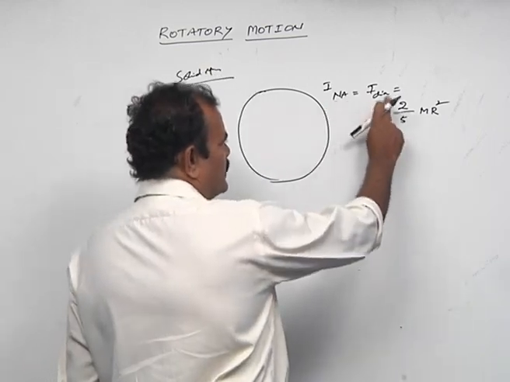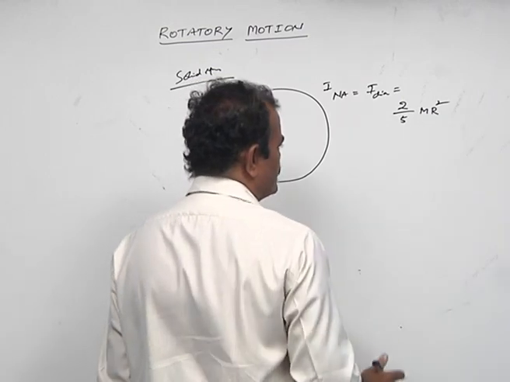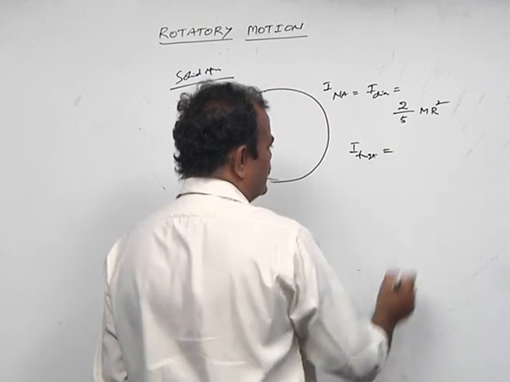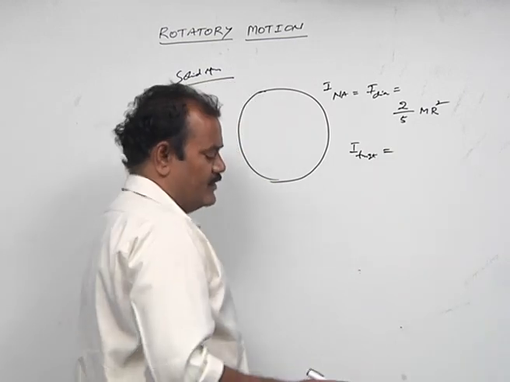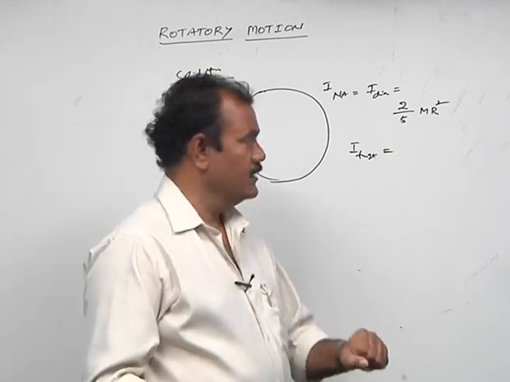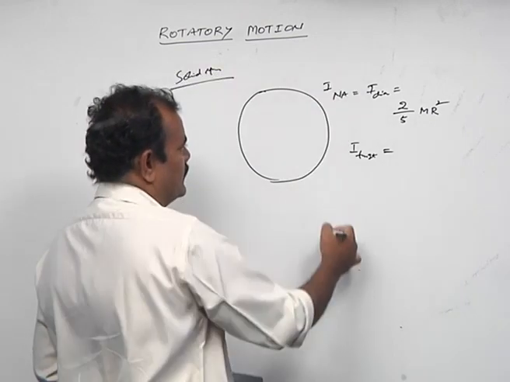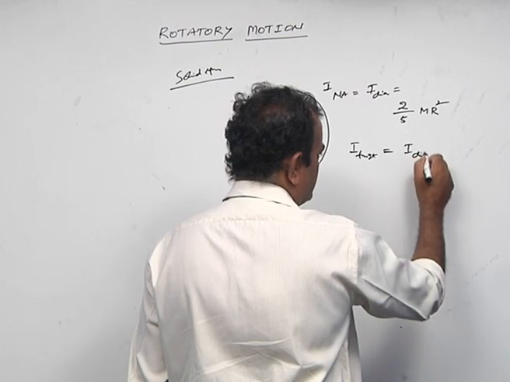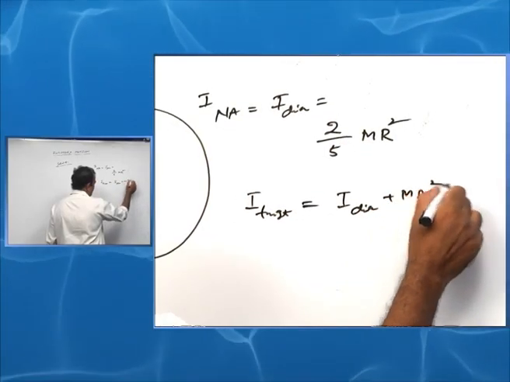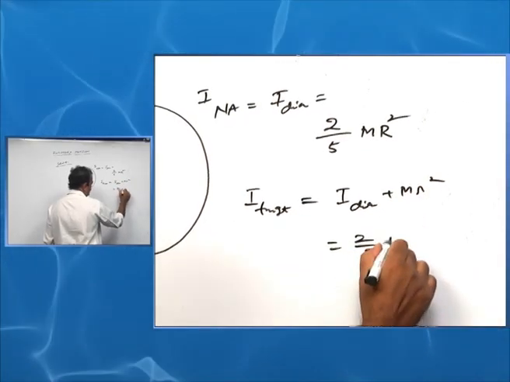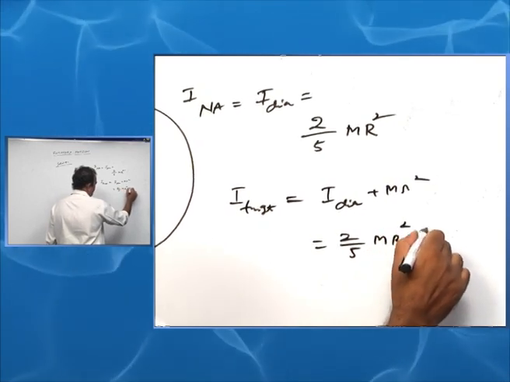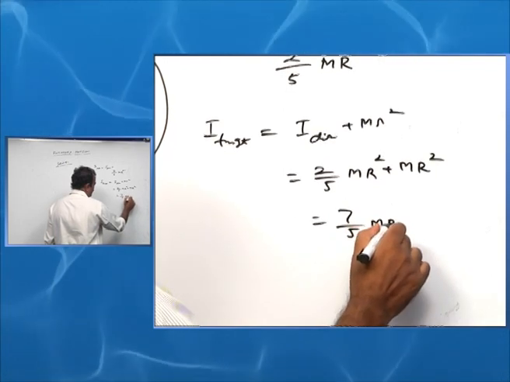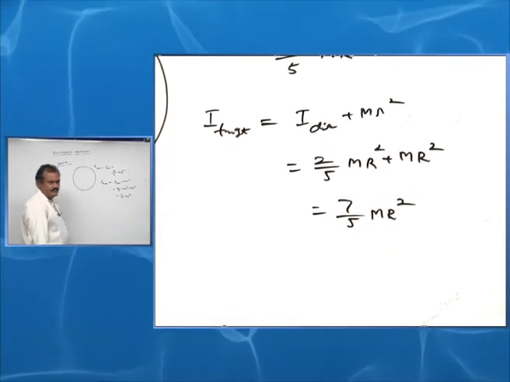So I_NA is equal to I_dia is equal to 2 by 5 mr square, and similarly I tangent is equal to, now this is a sphere to be taken, and now the tangent means it will be like this. So that's why it is I_dia plus mr square. So 2 by 5 mr square, and again the mr square to be taken. So it is 7 by 5 mr square. That is the I tangent.